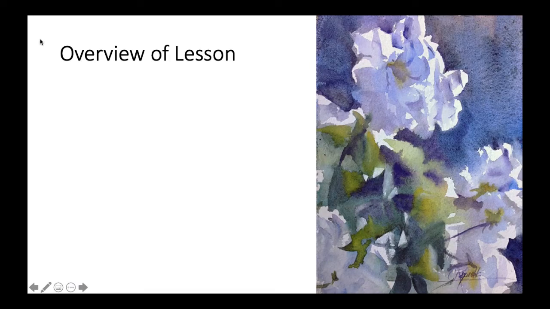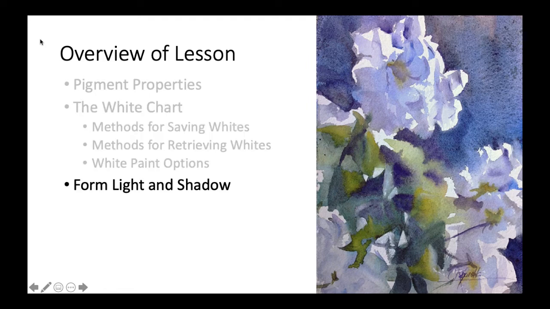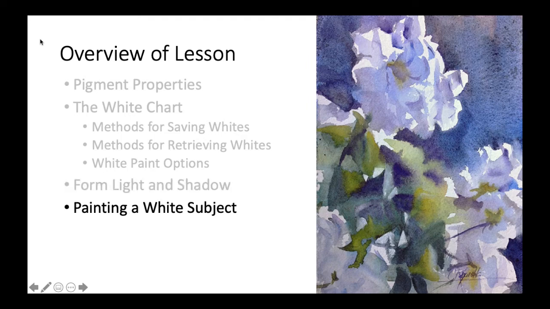So for an overview, what we're going to cover this time is our pigment properties. We're going to do a white chart. We're going to talk about methods for saving whites, methods for retrieving whites, and white paint options. We're going to talk about form, light, and shadow. We're going to talk about how to paint a white subject. We're going to introduce a new color harmony, triadic color harmony.